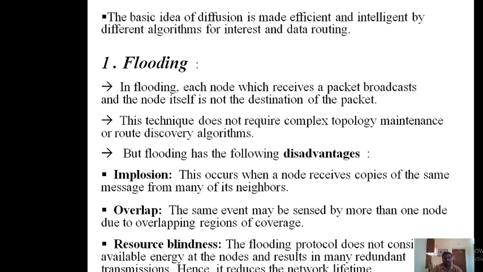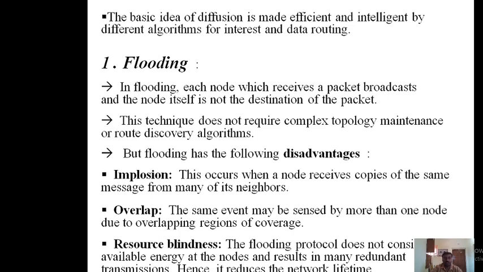Flooding may also have some disadvantages. Those disadvantages are implosion, overlap, and resource blindness. What is meant by implosion? Implosion occurs when a node receives copies of the same message from many of its neighbors. That means a single node may receive a number of copies of data from its neighbors. Duplicate data is received with the help of flooding. This is one disadvantage, called implosion.